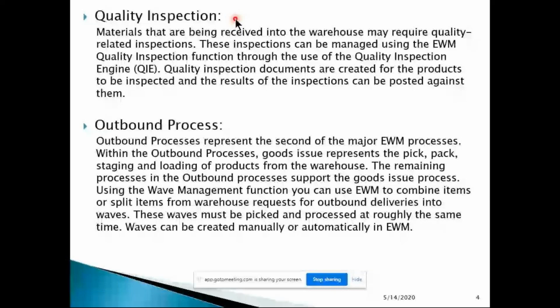For quality inspection, there are two ways that we can perform it. One is totally within EWM, the other is when you are integrating EWM with ERP QM or S4 HANA QM. You perform your quality inspections in S4 HANA QM itself, and you update the results from QM to EWM.